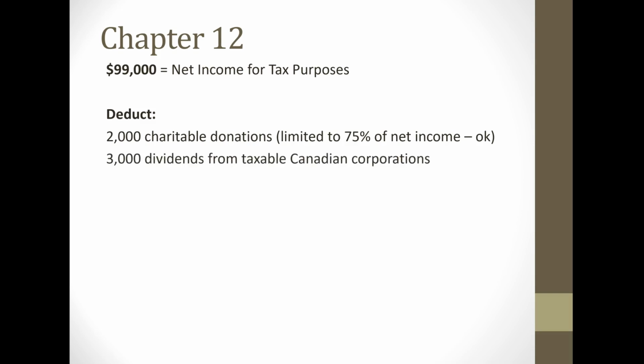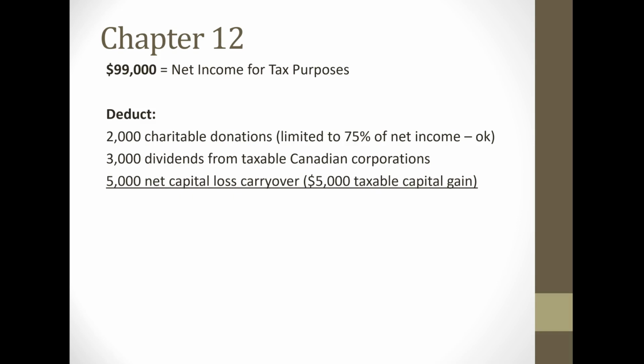Also, the dividends from taxable Canadian corporations. Remember we said that if you're a corporation and you're receiving dividends from another Canadian corporation, the other Canadian corporation has already paid corporate tax on that. So the government doesn't want to tax that income twice at the corporate level. So you as the recipient of the dividend do not get taxed on that. So you get to deduct the $3,000 when you're calculating your taxable income.